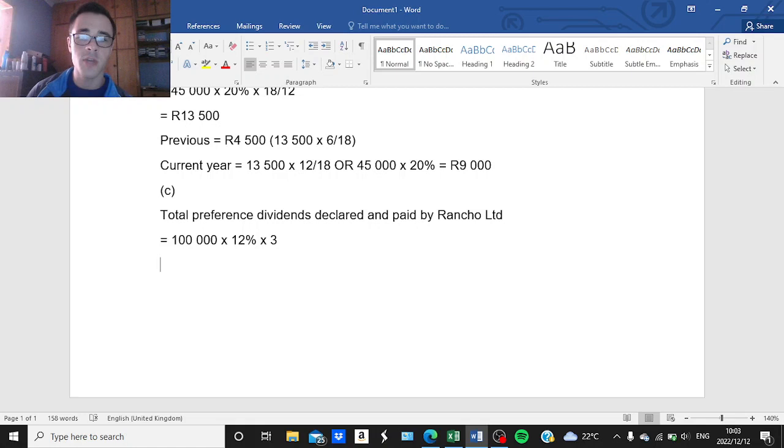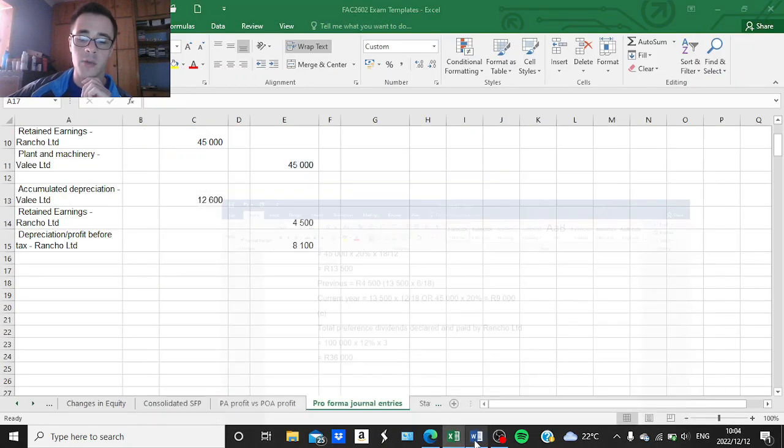So you cannot just consider the preference dividend for this year. The preference shares are cumulative, so the preference dividends that have not been declared and paid in respect of previous periods were also paid in the current financial year. And you should get a value of 36,000. So 36,000 Rand is the total value of preference dividends that were declared and paid by Rancho Limited.